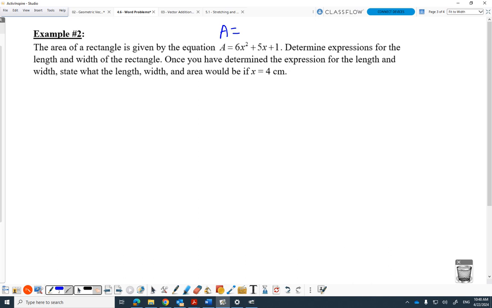He said base times height equals length times width. This isn't a base times height, or a length times width. I don't have two things multiplied together here. What could I do to this three-term trinomial to turn it into two things multiplied together? The thing.